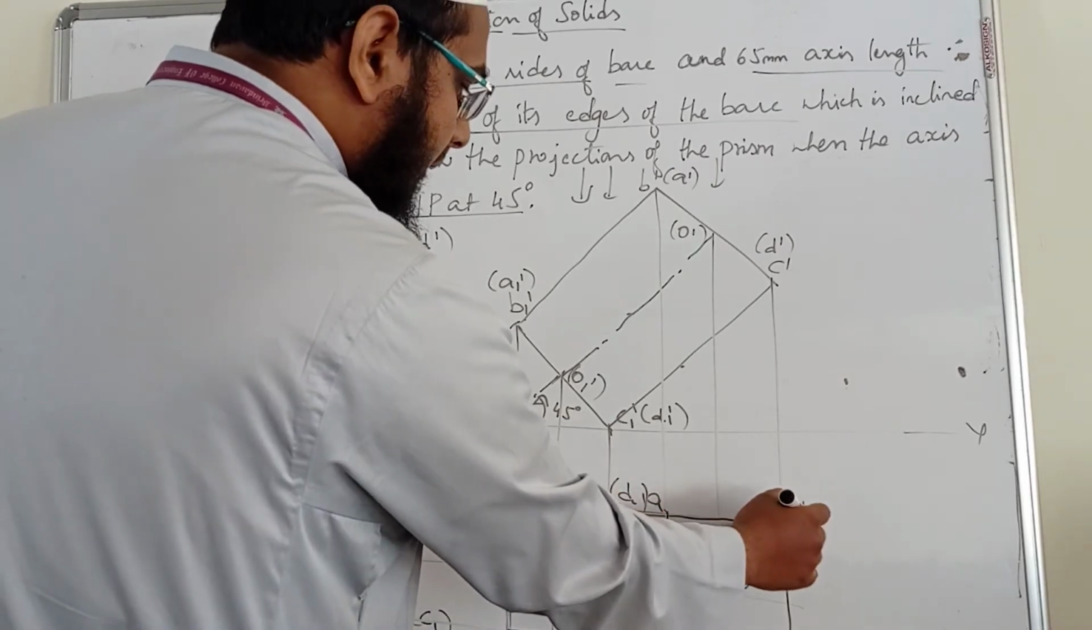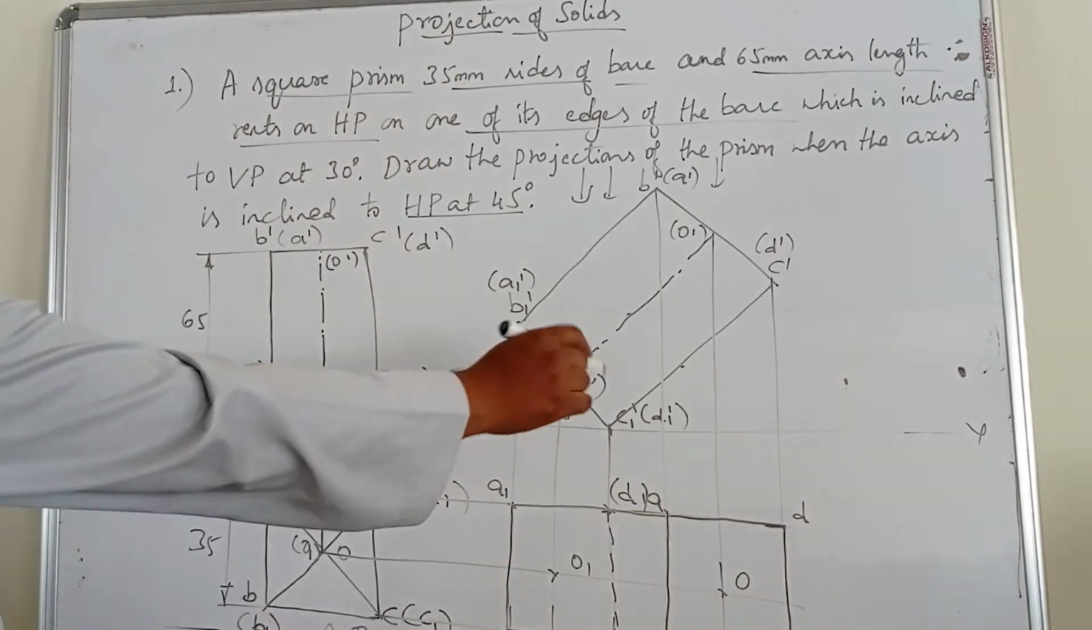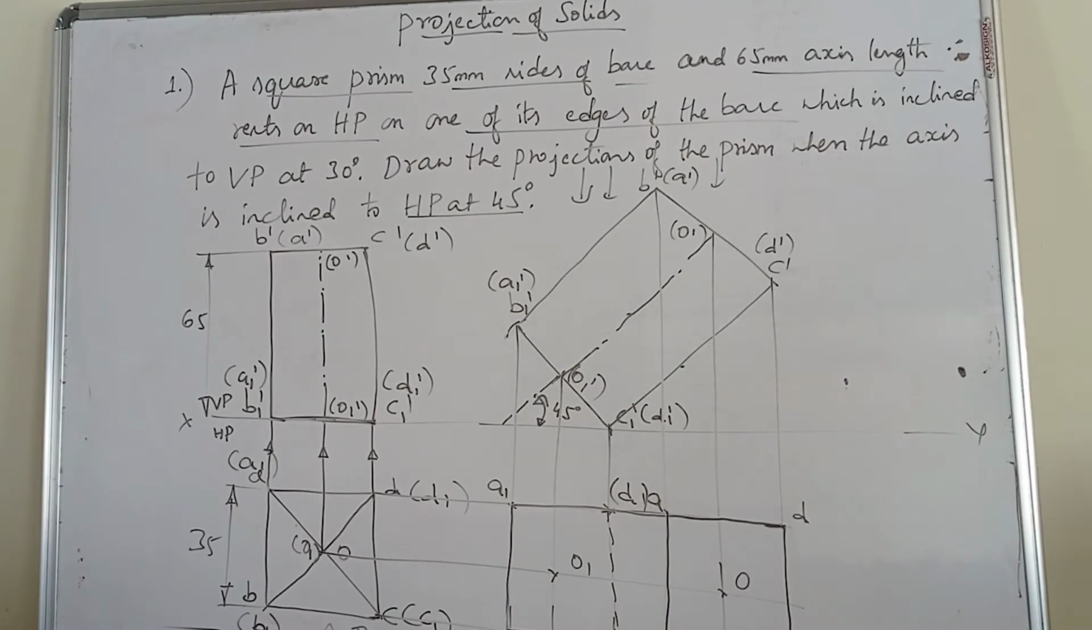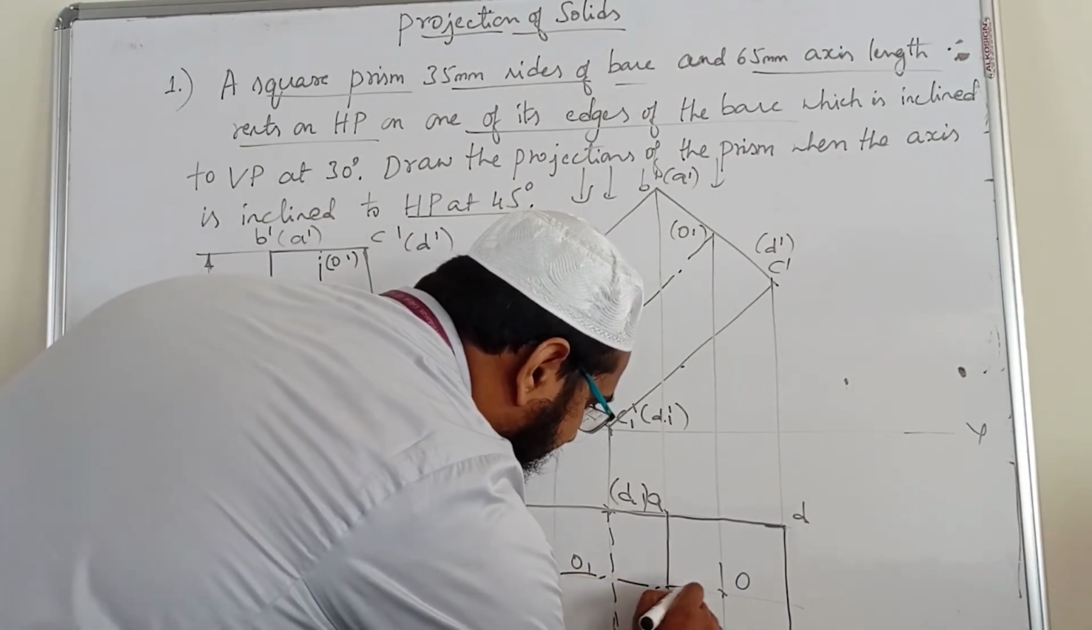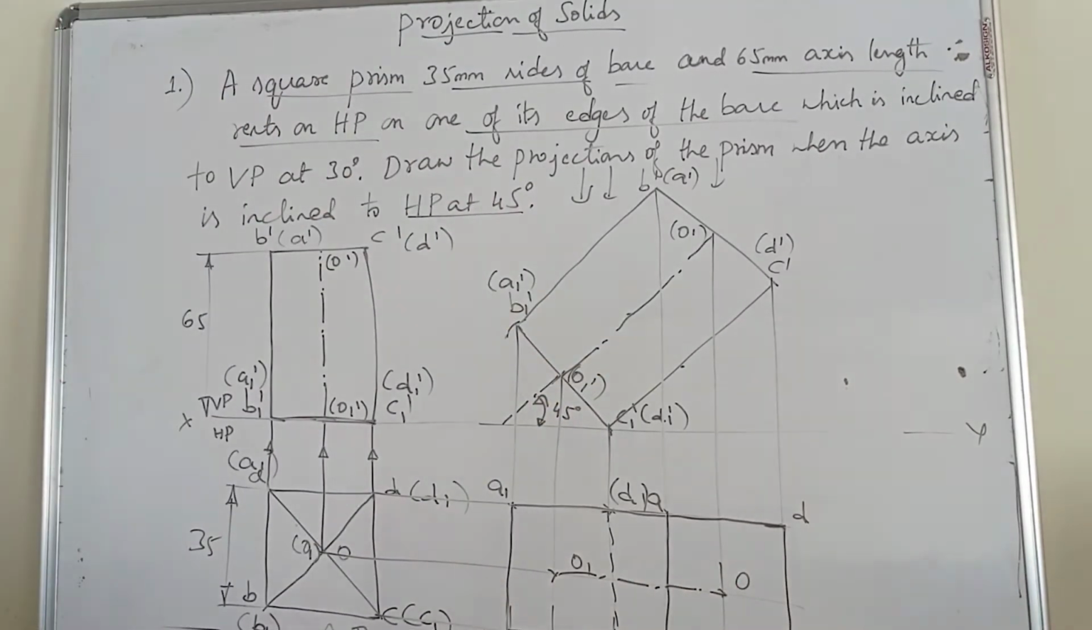that is C1 D1 to D and C1 to C. But we have already written a continuous line, so there is no need to show it. Now you can show the axis line here. So that's the axis line.